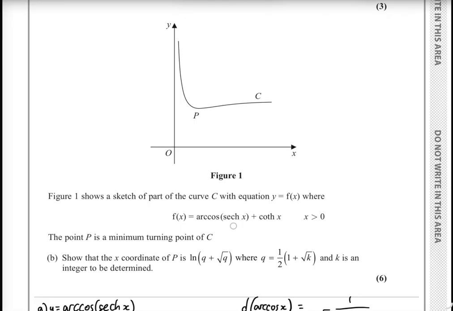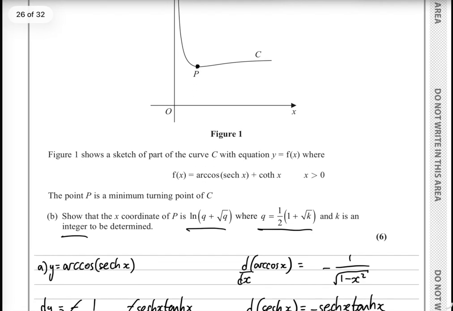Then we've got a graph, a sketch, and this bit is the bit that we've shown the derivative of. So this bit is probably going to come up next. Note that x is greater than 0, and point P is a minimum turning point. So this is a turning point. Show that the x-coordinate of P is this, where Q is this, and K is an integer. Finding the turning point, we need to differentiate.